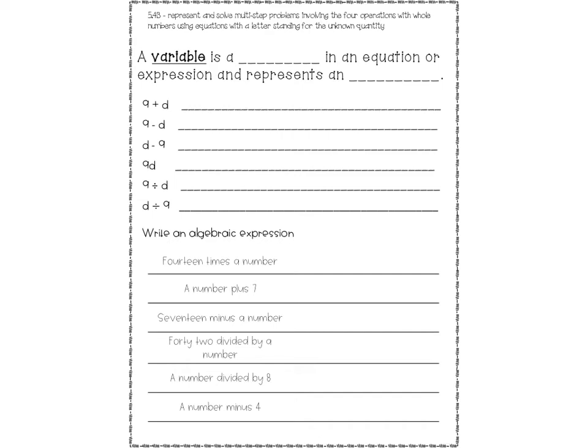All right, boys and girls, today we're going to learn 5.4b. This will be representing and solving multi-step problems involving the four operations with whole numbers using equations with a letter standing for the unknown quantity. So we're going to be learning how to write equations with variables. And a variable is a letter in an equation or expression and represents an unknown value.